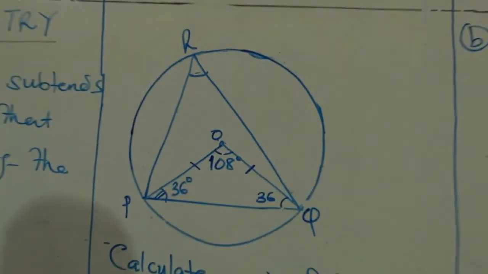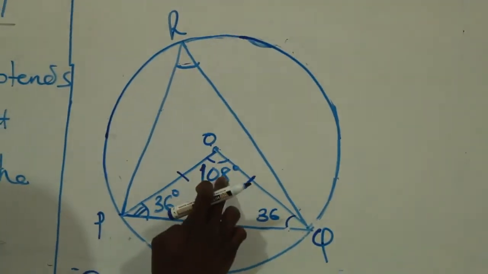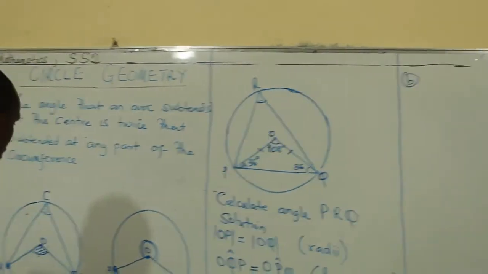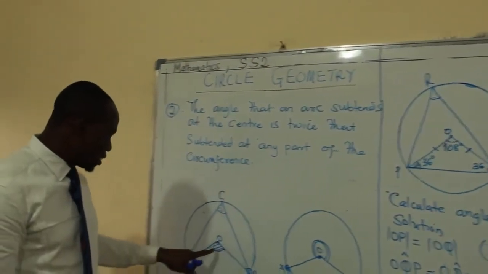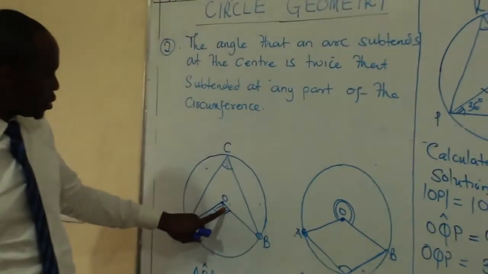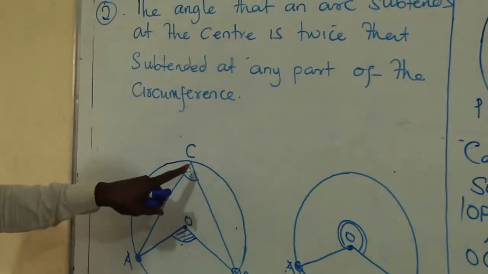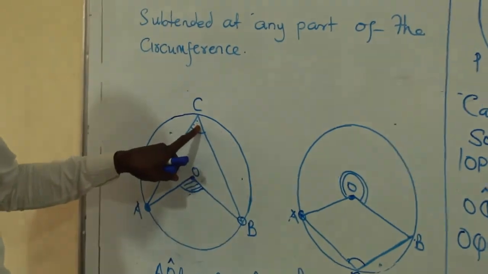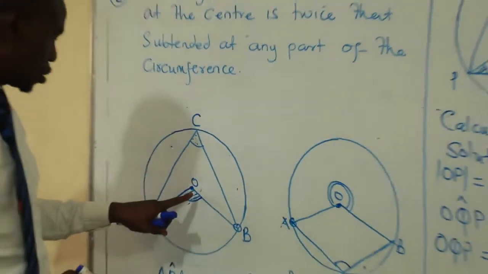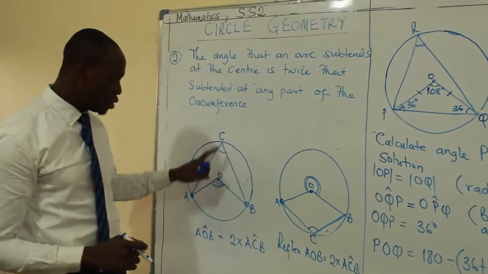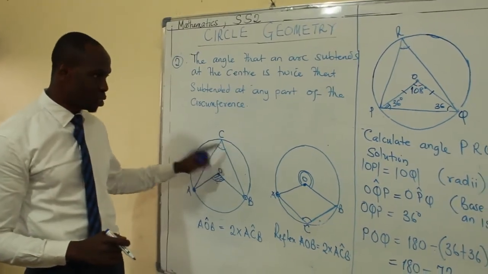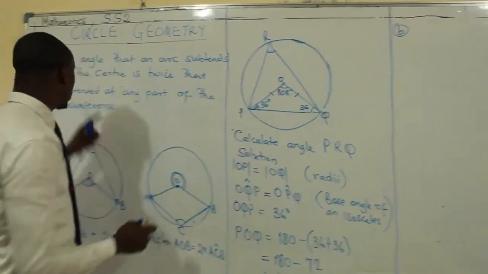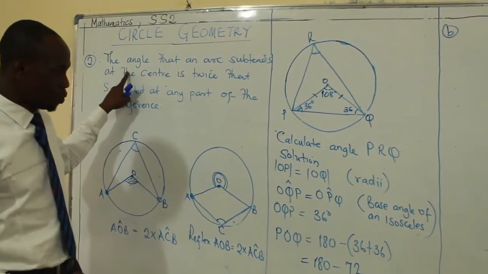Now how am I going to get this part from this part? We had said earlier that the angle subtended at the center is twice that subtended at any part of the circumference. As this angle here is 2 times this angle. I had said earlier that if this is 100, that makes this 50. If this is 80, that makes this 40. Now, this 108 is related to this part according to this theorem.